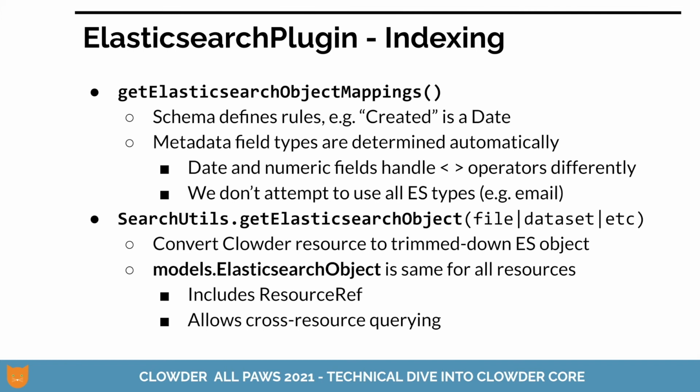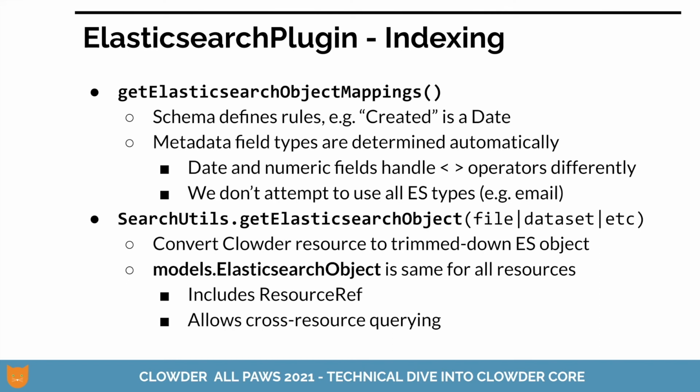Get Elasticsearch object mappings is where we actually define our schema with rules that we have for the Clowder search interface. We don't predetermine many of these things, but we do have some, like the created field being a date, because the type in Elasticsearch impacts how you can search through things. Metadata field types are determined automatically when the metadata is submitted for the first time.